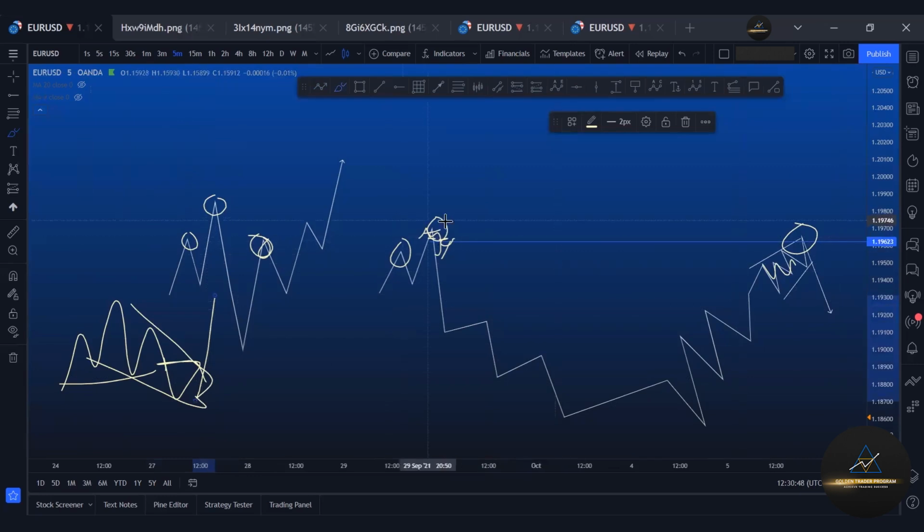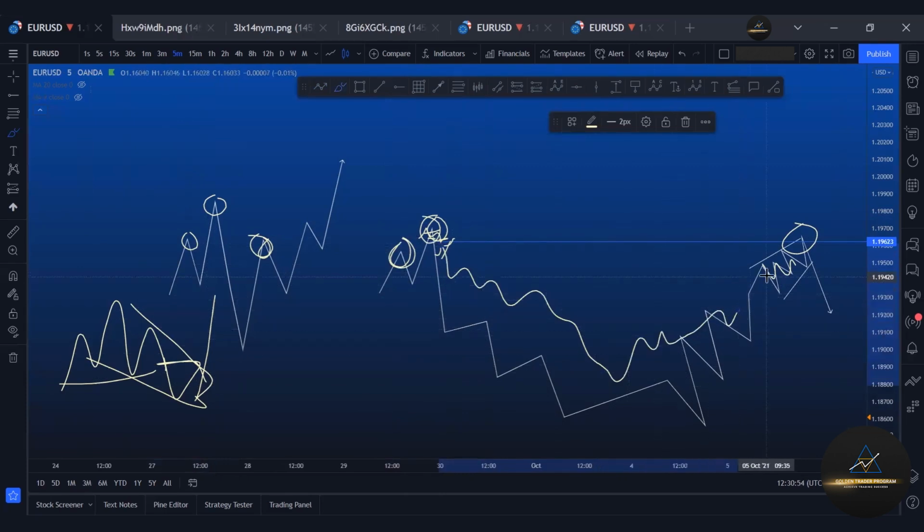This is what you call edge. You've got the head, the left shoulder. All of this is just a complex pullback, and then boom, you look for a pattern, you look for the smart money concept, you look for the boomerang or even the slingshot, and then we get involved on a short. These are powerful, powerful trades.